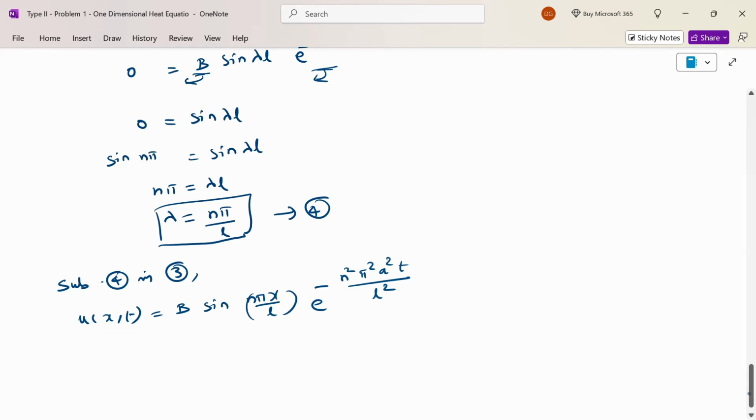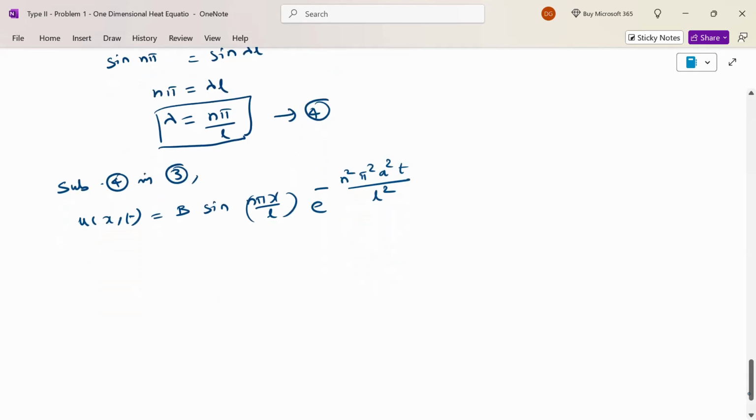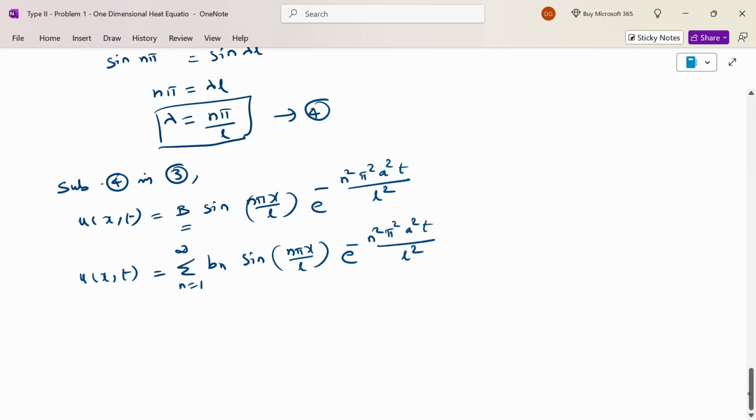Now I am going to consider this fifth equation. Before that, we consider this constant as a generalized constant. So U of x comma t equal to sum n from 1 to infinity bn sin n pi x by L e power minus n square pi square a square t divided by L square. This equation I consider number 5.